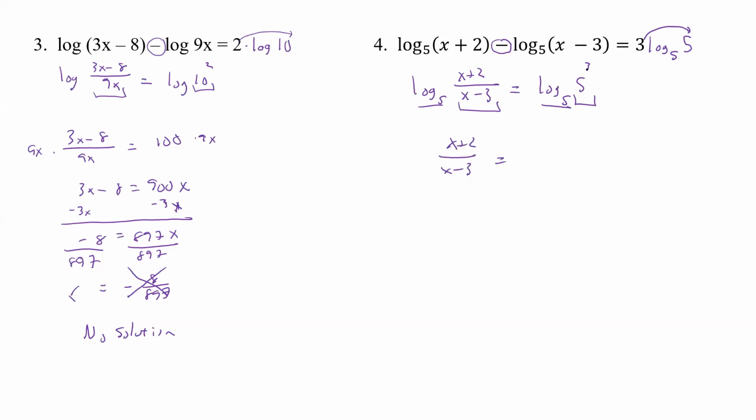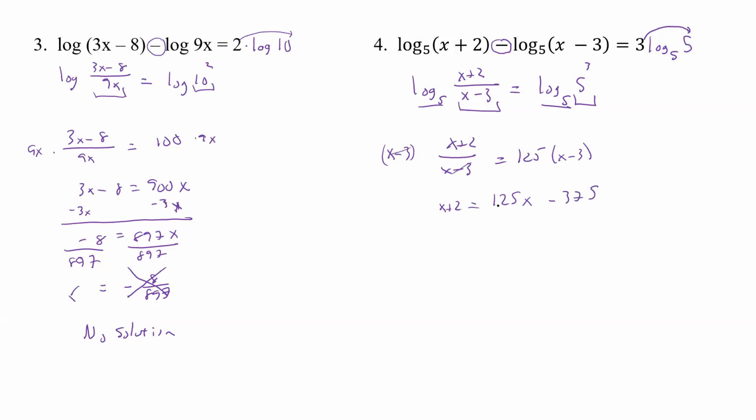And 5 times 5 is 25, times 5 more is 125. And so what I'm going to do now is multiply both sides by x minus 3. And so on the left, those cancel, and I get x plus 2 equals 125x, and then minus, and that's going to be 375.